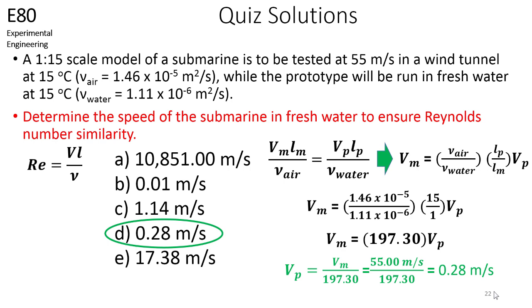197.3 times greater than the flow on the actual submarine. This means that the model, which is encountering an airflow of 55 meters per second in the wind tunnel, is modeling a submarine that is only moving at 0.28 meters per second in fresh water.